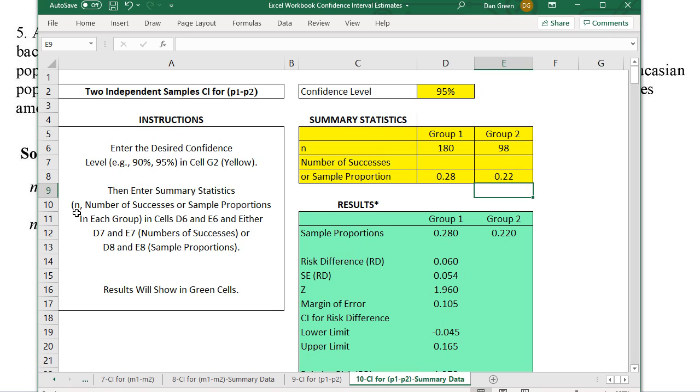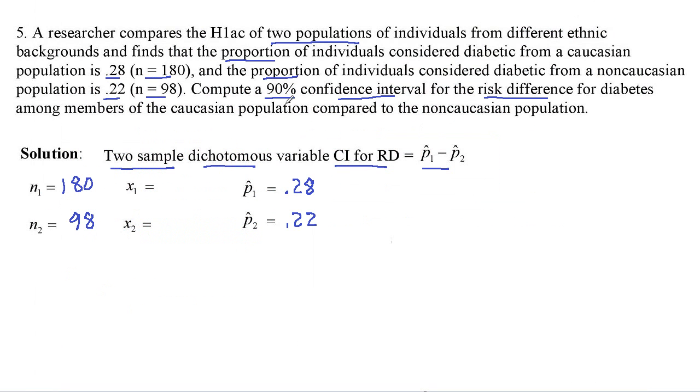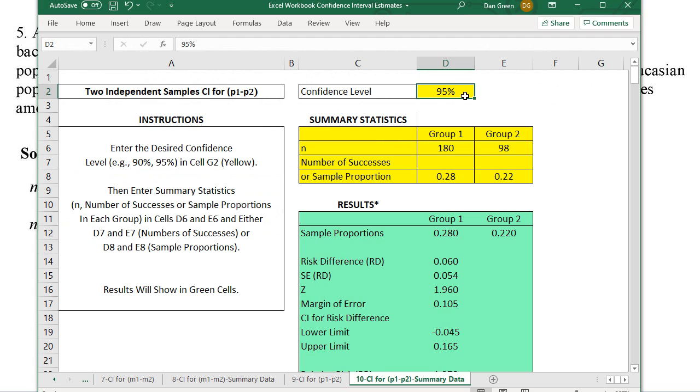And 0.22 was our sample proportion for the second group. Notice the directions say N and number of successes or sample proportion, so you'll be given either the number of successes or the sample proportion. We had the sample proportions. We want a 90% confidence interval here, so we need to change our 95 to 90.